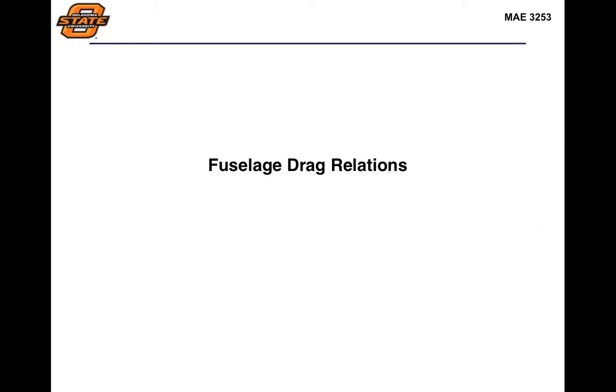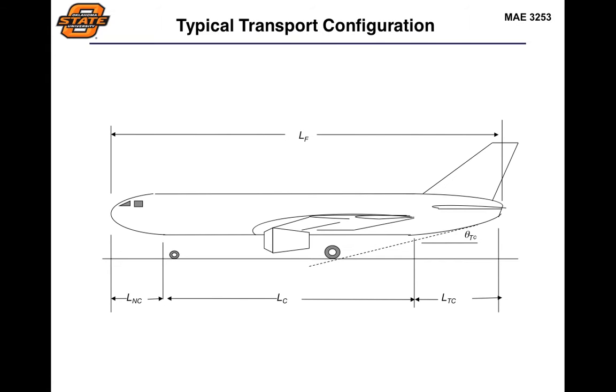All right, let's go back then and look at the rest of the aircraft in terms of overall pressure drag. This is primarily going to affect things like the fuselage, engine nacelles, and pylons. Any type of asymmetric structure, and the fuselage is going to be the most egregious example of that. So let's look at a typical transport configuration. What we're going to be focusing on here is the fuselage.